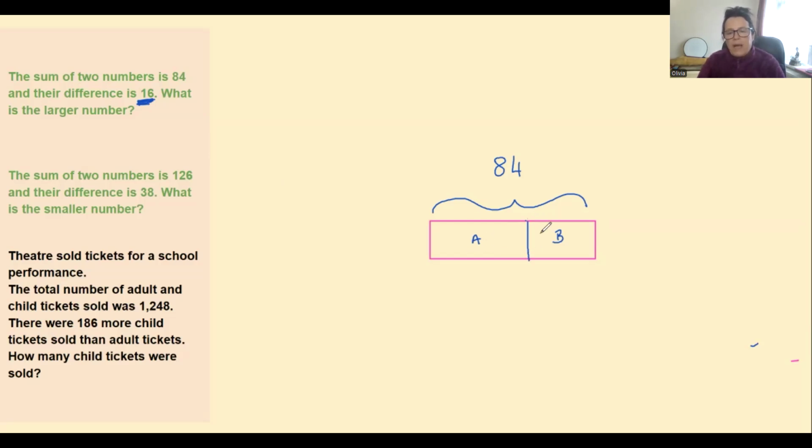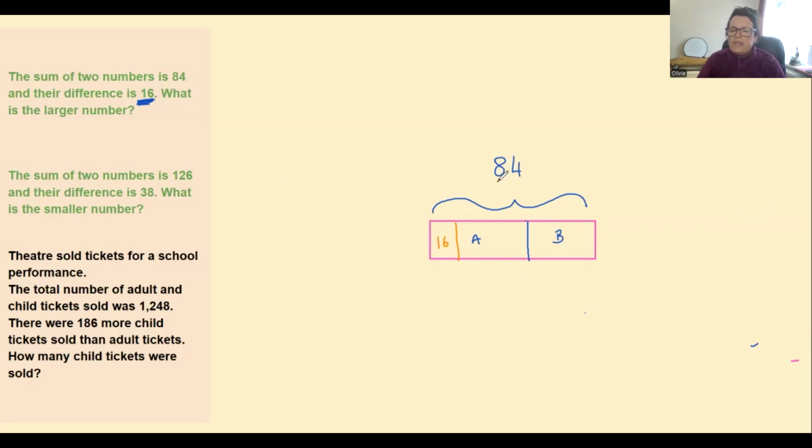How much bigger is A than B? Well, A is bigger by 16. So I'm going to put 16 here. Let's have a look at this again. A plus B is equal to 84. A is bigger by 16.